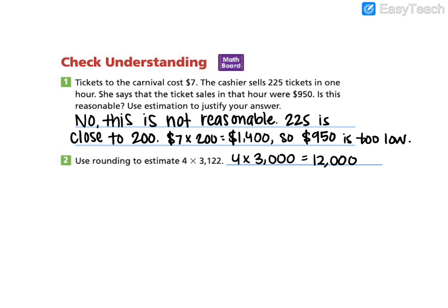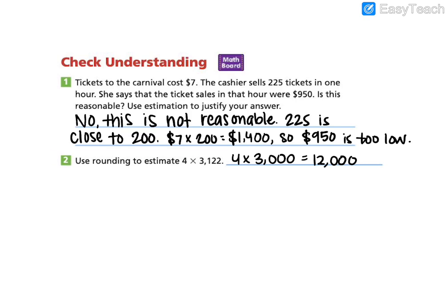Remember, when we're being asked to justify our answer, we want to make sure we're answering in complete sentences and multiple sentences. So we start by answering the question. No, this is not reasonable. Why is it not reasonable? Here's our explanation using estimation. 225 is close to 200. There's my estimation piece. $7 times 200 people is equal to $1,400. So $950 is too low. So they would be selling to fewer people if it was $950.